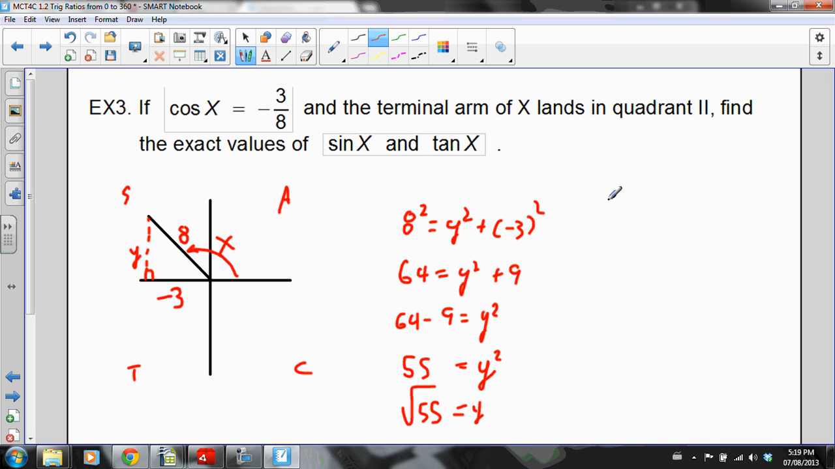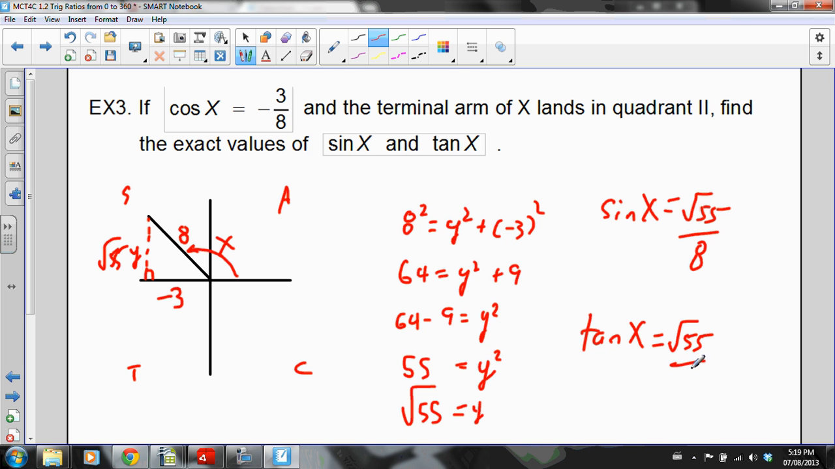And then sine of x is the opposite side over the hypotenuse. Well, the opposite side now we said is square root of 55. Don't care to write that as a decimal. Over the hypotenuse is 8. Tan, and we know the tan is going to be negative, right? Cast rule, so only the sine's positive here. Opposite over adjacent. Square root of 55 over negative 3. Negative. Don't need to simplify that any further.